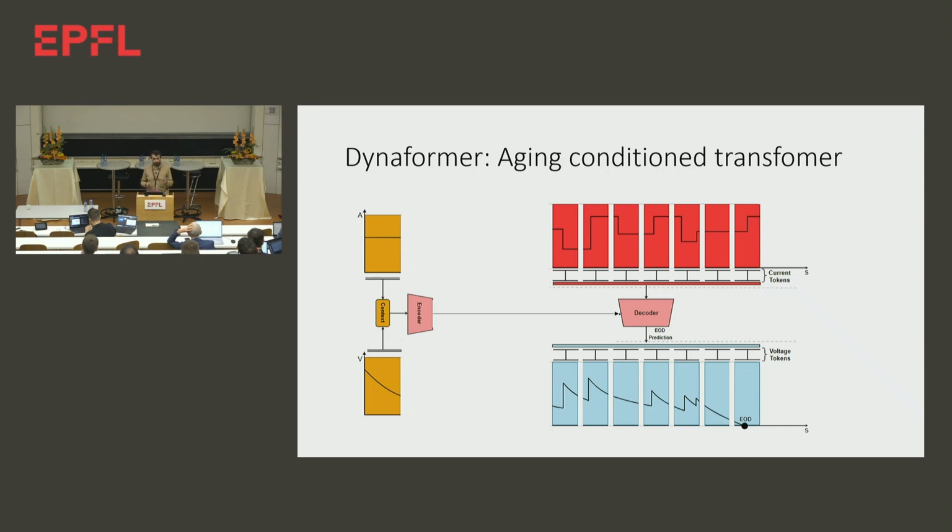So what we are doing is a chunking approach. We chunk each section of the input and the output time series of the current and voltage profile into chunks that we then encode into tokens, and then we feed these tokens to the decoder. In this way, we can deal with the complexity without losing any information in the resolution.